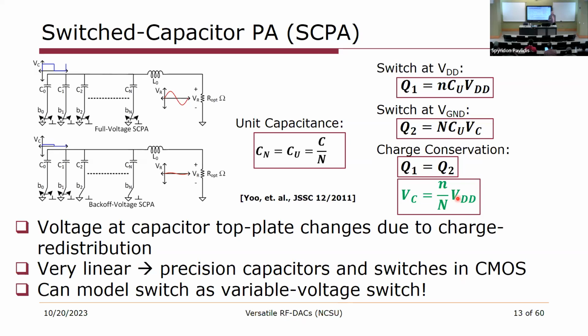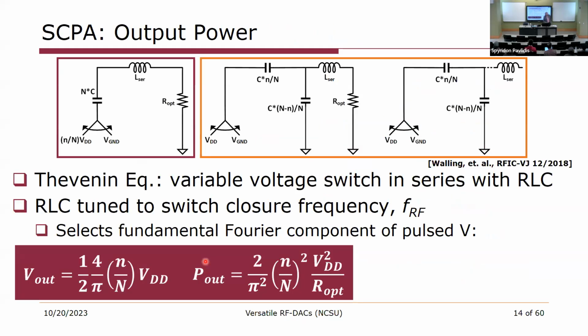Now, it's a quantized linear amplifier in the sense that the steps that we have here are quantized, but nonetheless, we have a linear transfer characteristic. This is a very linear transfer characteristic because we're limited really just by the matching available in the circuit, and that is done in typically a CMOS technology where we have very good control of matching between transistors and switches. And we're going to model this as a voltage variable switch. So here's our model of the SCPA. We have a Thevenin equivalent circuit.